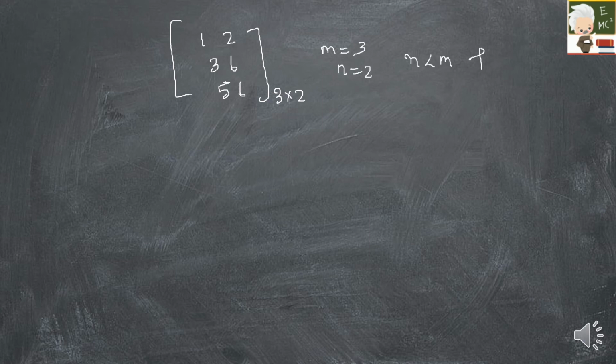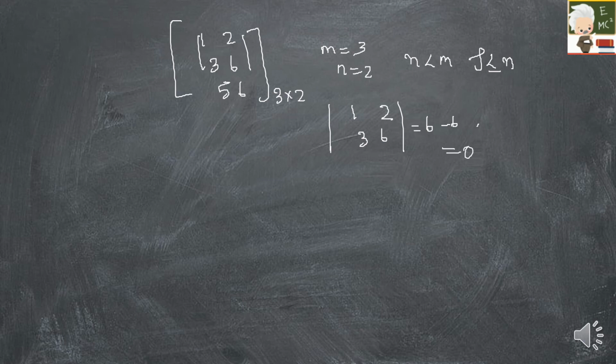So let the example be this way: 1, 2, 3, 6, 5, 6. Okay, so here the order of the matrix is 3 cross 2. So here your m is 3, n is 2. So what will it be? N is less than m. So here rank is less than or equal to n. Okay, so first let me take a determinant for this one. So what is the determinant? 1, 2, 3, 6. So it will be 6 minus 6, which will be equal to 0.